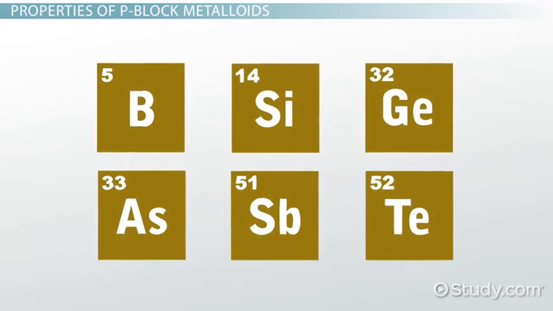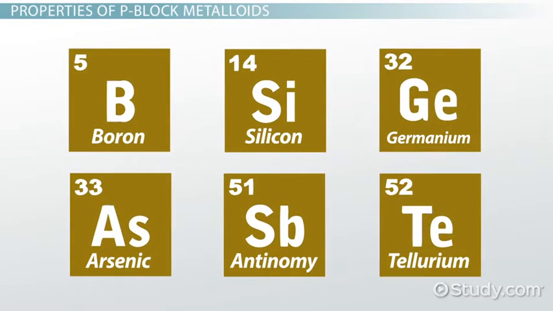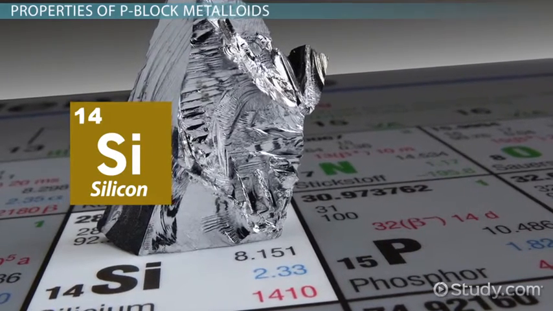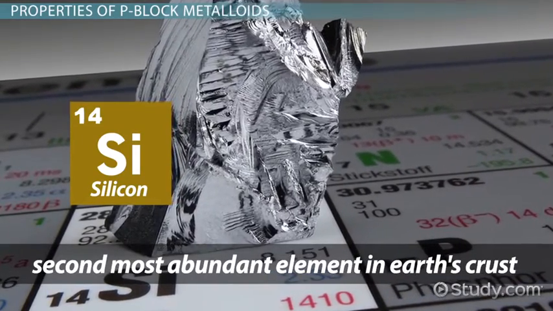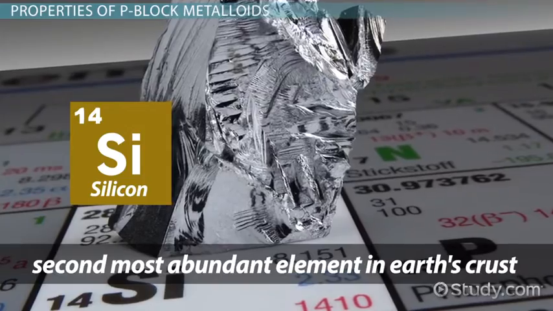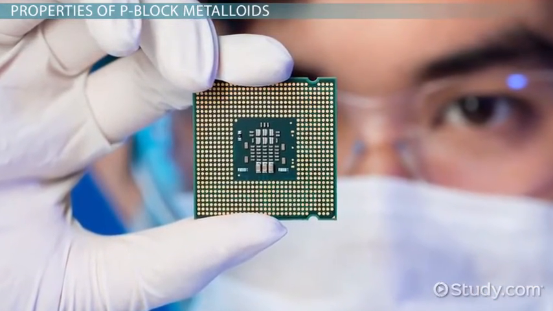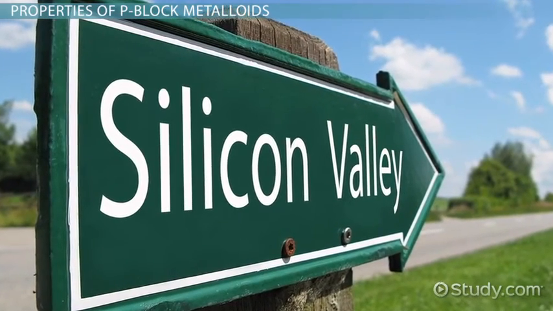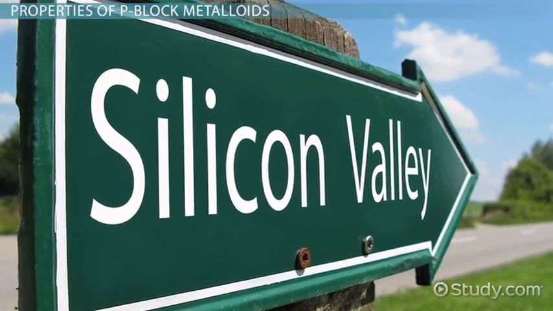All of the elements that are commonly recognized as metalloids are in the p block: boron, silicon, germanium, arsenic, antimony, and tellurium. Silicon is perhaps the most famous metalloid. It is the 2nd most abundant element in Earth's crust and one of the main ingredients in glass. It is used to make microchips for computers and other electronic devices. So valuable is silicon to the technology industry that Silicon Valley in California is named after it.